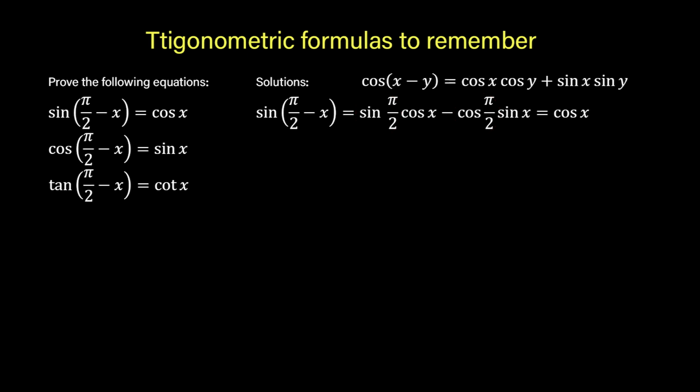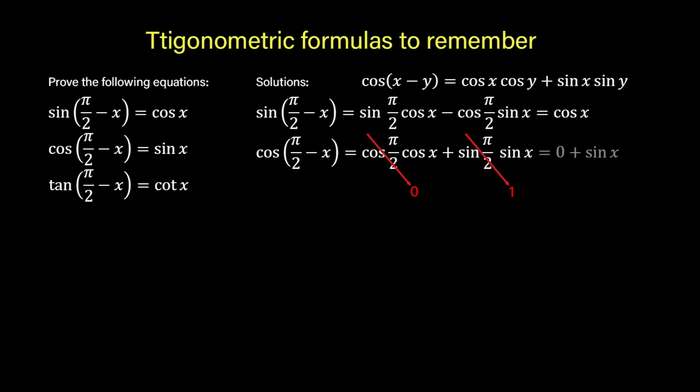The formula of the cosine of x minus y is the cosine of x cosine of y plus the sine of x sine of y. Here again, the cosine of pi divided by 2 is 0, and the sine of pi divided by 2 is 1. So, the right side is equal to the sine of x.